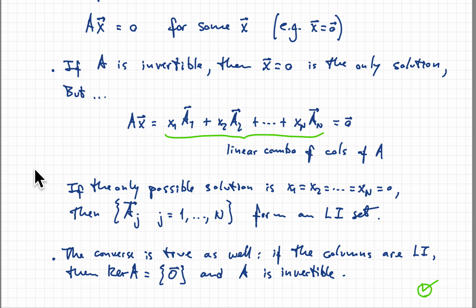And if that's true, then that implies that the kernel of A is only 0, because that's what characterizes the elements of the kernel. The elements of the kernel are the elements x such that Ax is equal to 0. Well, if the only way to make this combination Ax equal to 0 is that all the x's vanish, then the kernel of A is just the 0 vector.